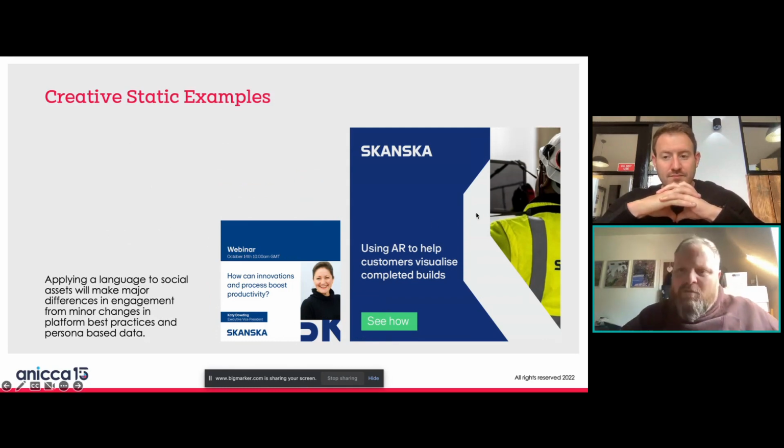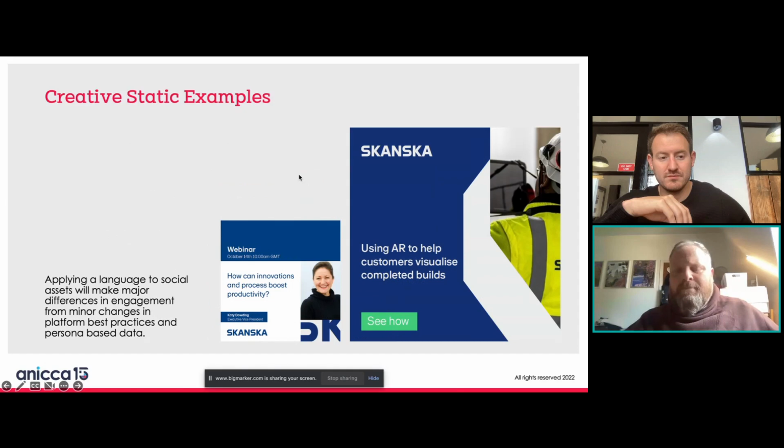And then finally, we've pulled back. We've used big blue. We've introduced the green. See how, using AR to help customers visualize completed builds. That's what we wanted to see. That's exactly what we need to see from that asset.